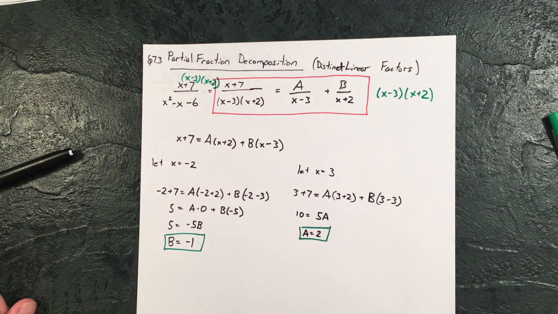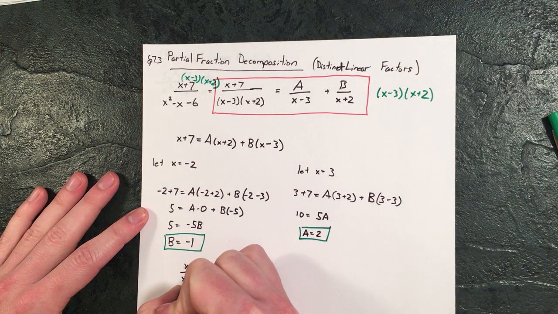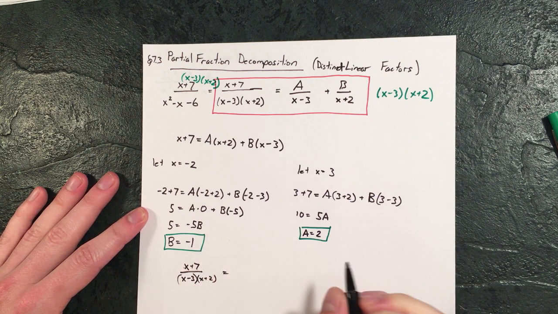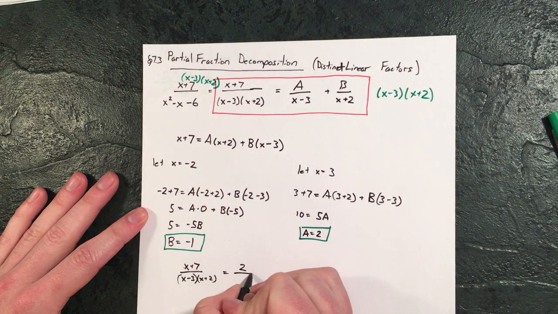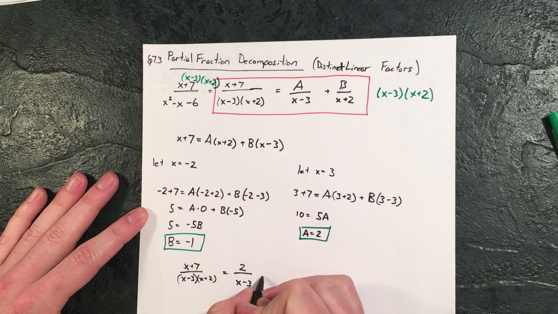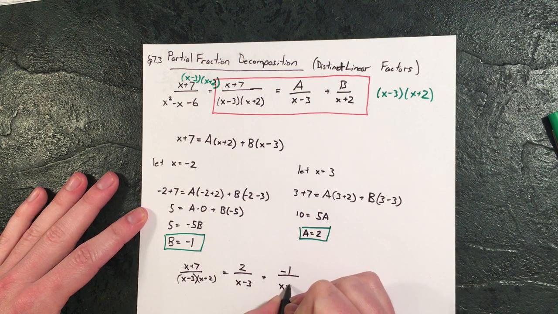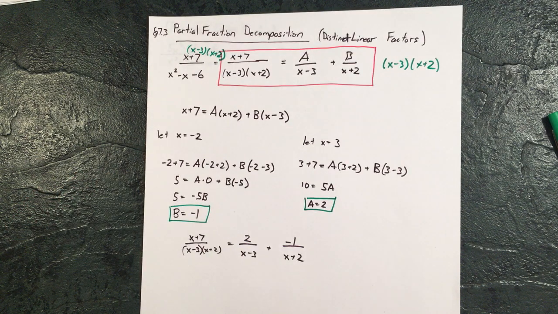Since we've solved for what a and b each have to be, our factorization from the original statement we have to rewrite. This would be the same thing as a was 2, so 2 goes over x minus 3, and b was negative 1, so negative 1 goes over x plus 2. And if you actually added those together with some common denominators, you'd see that they are in fact equal to one another.